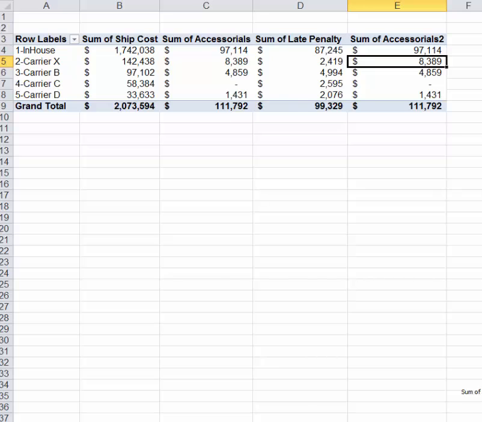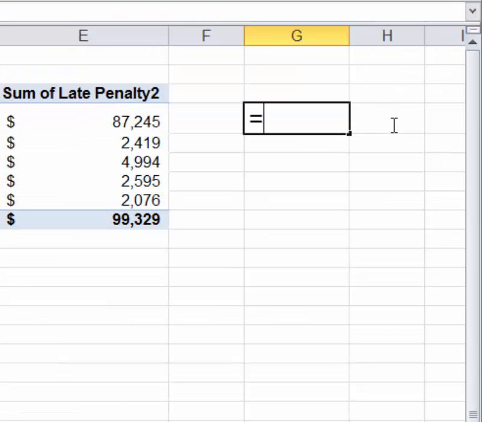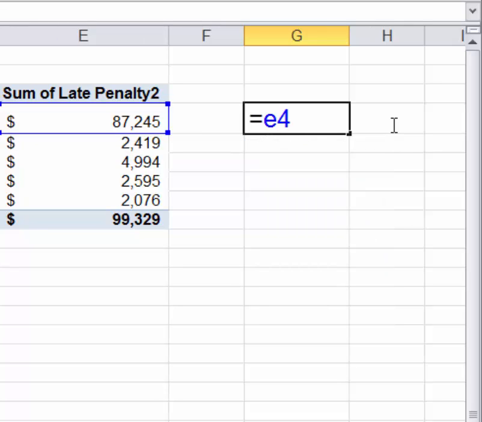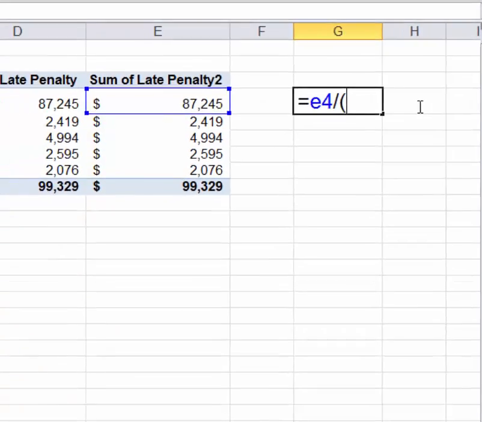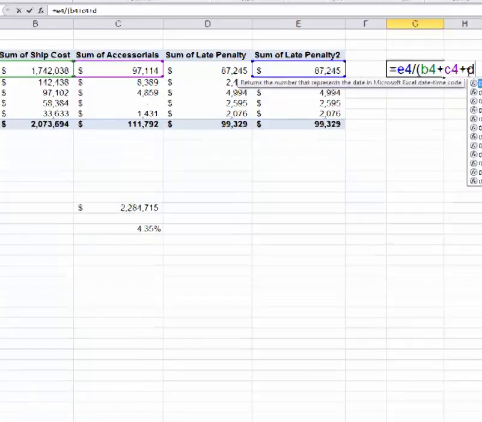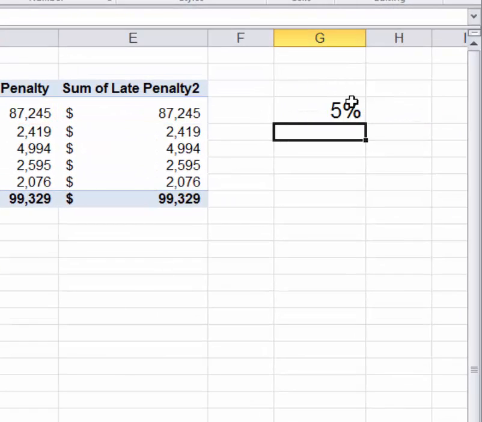So for example, let's get rid of this. I'm going to put the late penalties back. So if we just did the calculation over here, which is your total late penalty, E4 divided by, and let's add our shipping cost. Actually, yeah, let's do that. Let's do B4 plus C4 plus D4. And you can always just use this number down here as well. Copy that down. And it tells you that for in-house shipments, my late penalties are 4.53.